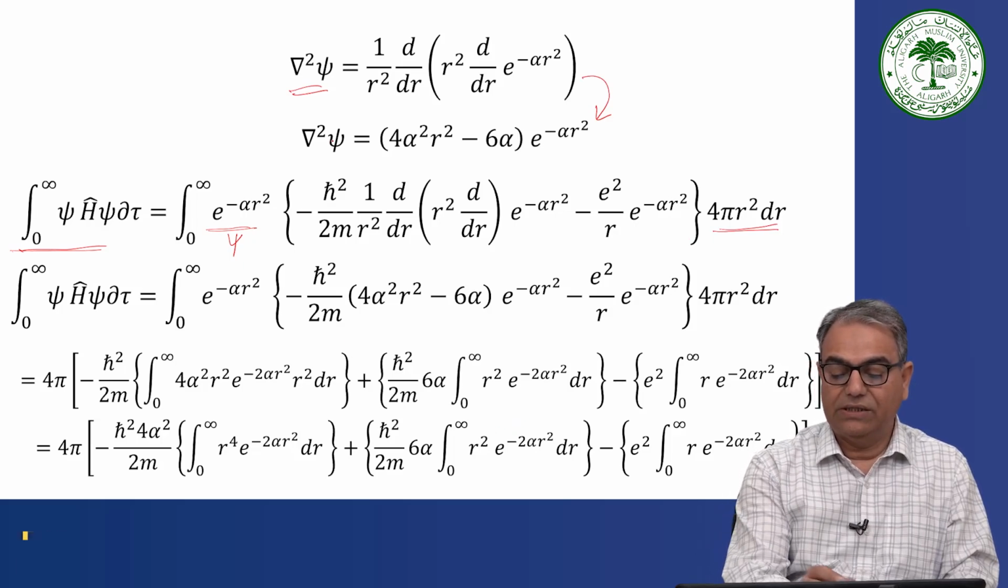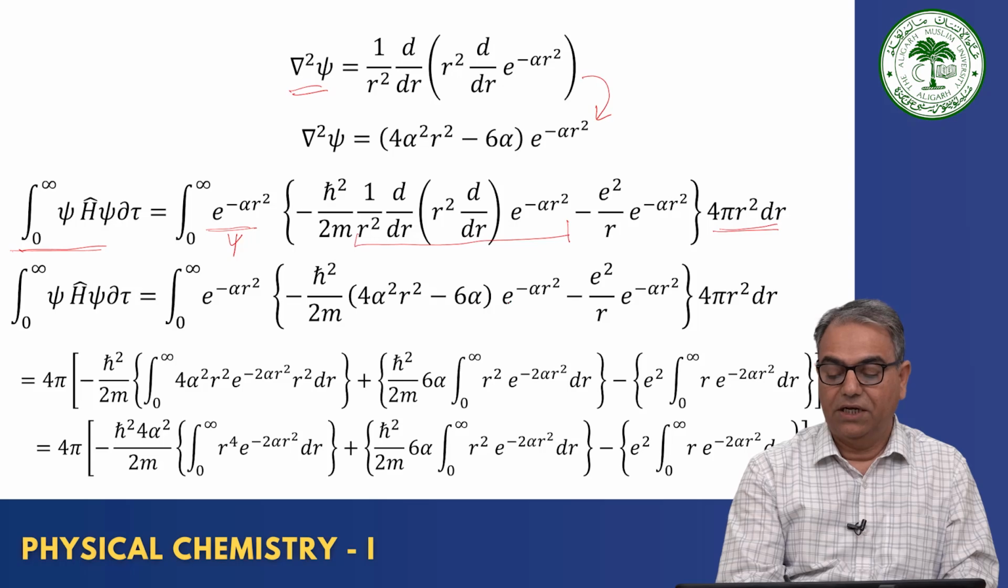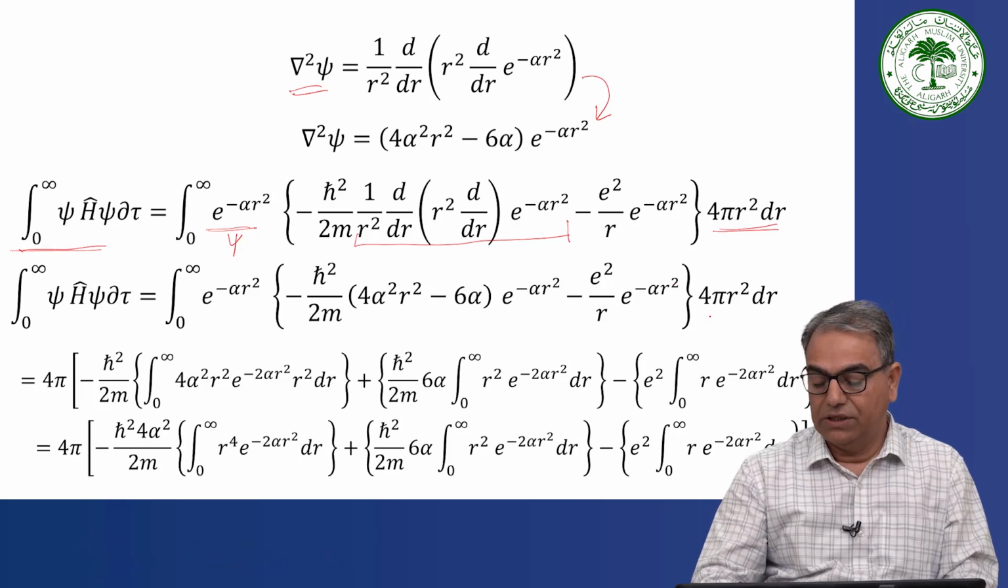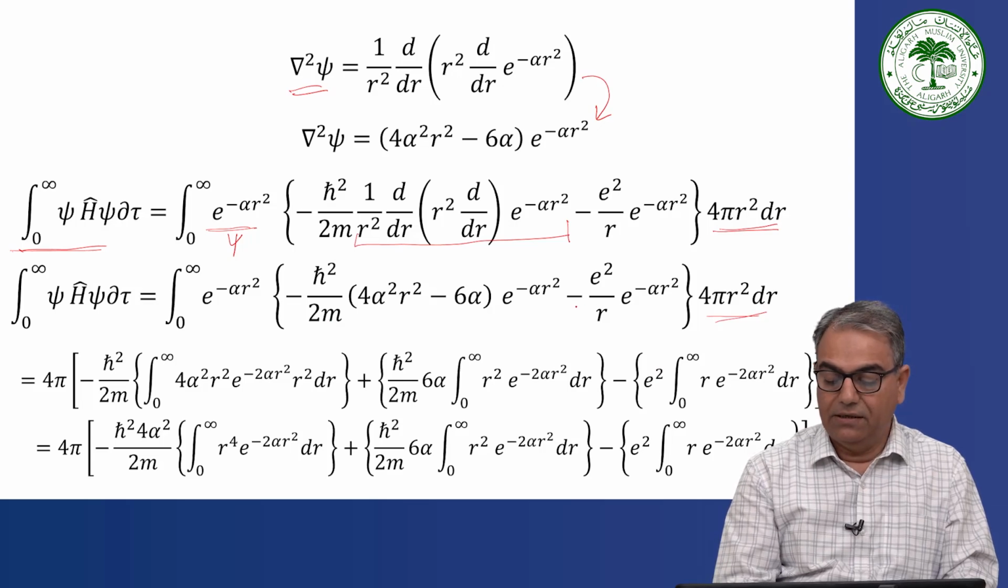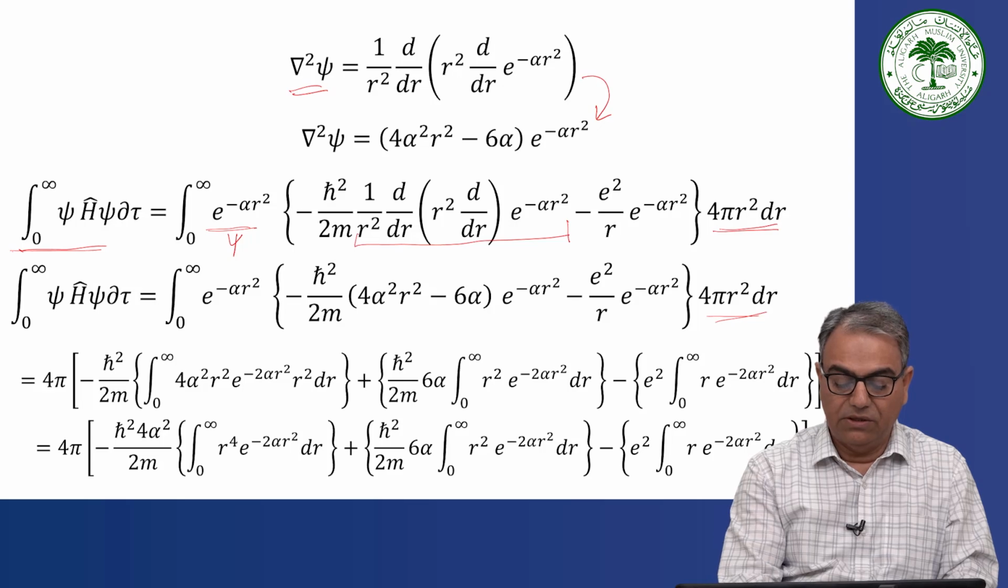Del square psi is known to you. So this expression, 1 by r square d by dr and so on, is equal to 4 alpha square r square minus 6 alpha, times exponential minus alpha r square. Okay. So minus e square by r exponential minus alpha r square, this part remains the same. If you do this, then you multiply by 4 pi r square. The 4 pi you can bring to this side, and r square you can multiply, and you can collect the similar terms on one side.